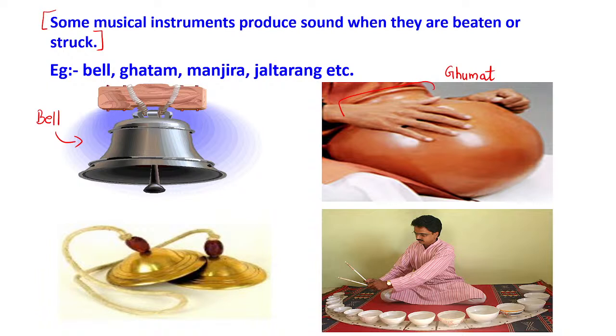Then we have the manjira, what we call taal in Marathi, which produces sound when you strike the two against one another. Jal tarang, do you know what jal tarang is? You take containers of different sizes in increasing or decreasing order and put water in them, and when you strike them, the containers vibrate and produce a melodious sound. That's how the different musical instruments work.